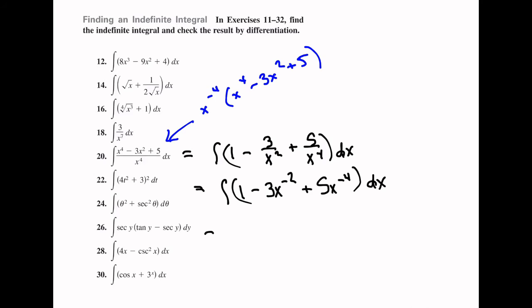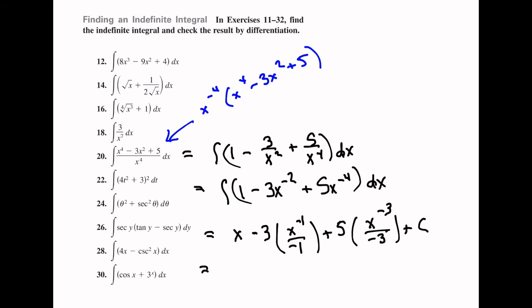And then finally use your integration rules, and you would get the integral of 1 is just x. The integral of this term, let's let the coefficient hang out, it would be x to the 1 higher power over that power. And then 5, x to the 1 higher power over that power.